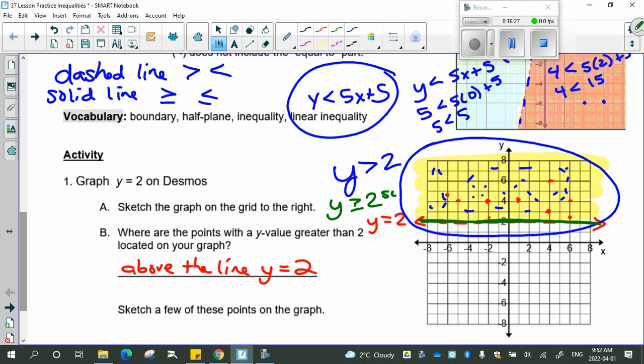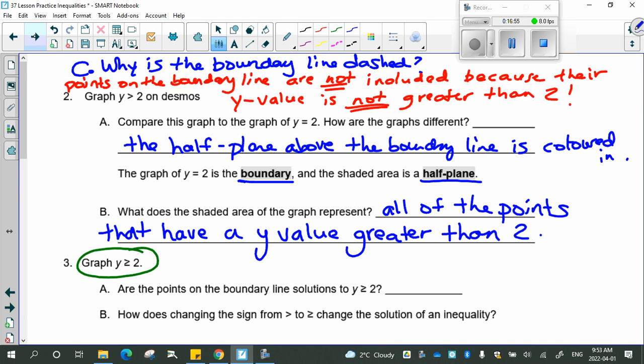So this is a solid boundary, and this one would be a dashed boundary. Because any points along the boundary line are equal to 2, they are considered greater than or equal to 2. So all those points are included now, instead of being excluded. All right, so let's write that down here.